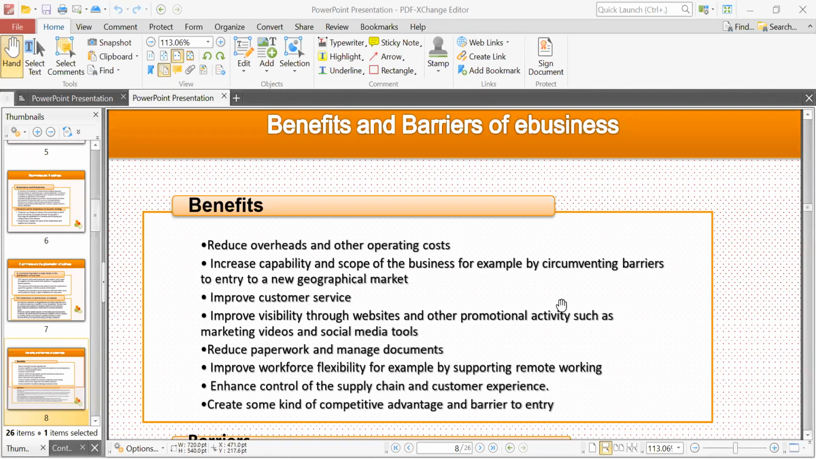Just imagine 50 years ago, 100 years ago, if you're doing business in Ghana, it will be difficult to get into China. But today, you can sit in Ghana and easily do business in China through the power of e-business, through the power of the internet. Yeah. So that makes it very, very interesting.